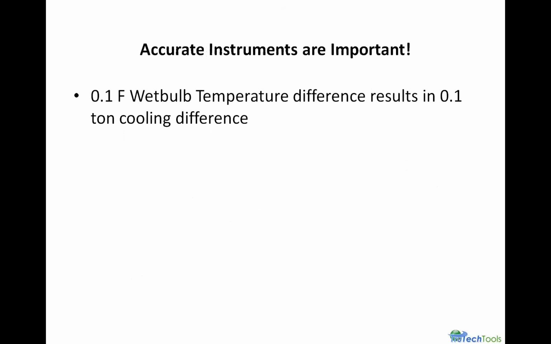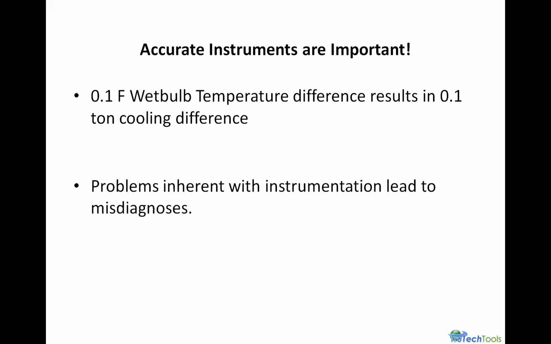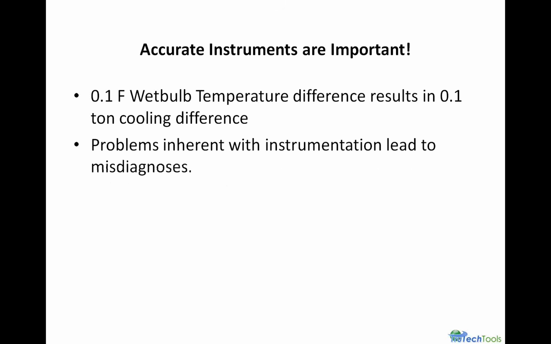Just to give you an idea of why the accuracy is so critical, 1/10 of a degree of wet bulb difference results in 1/10 of a ton of cooling difference. So if your wet bulb measurement's off, if you're not getting an accurate change in wet bulb, you're not going to get an accurate reflection of what your capacity is doing. Problems inherent with your instrumentation will lead to misdiagnosis.